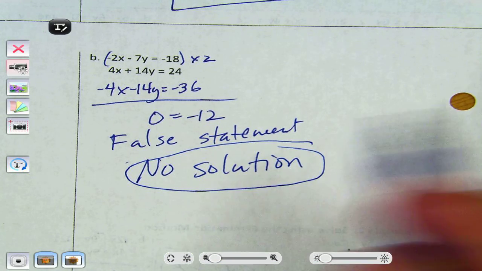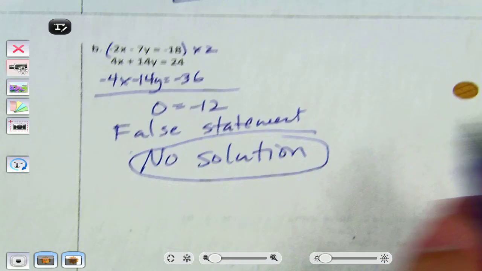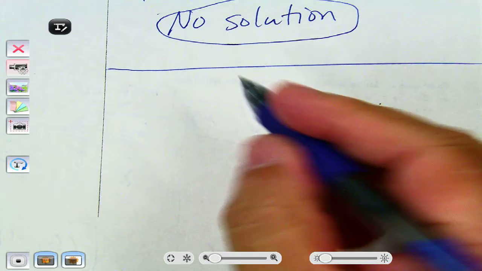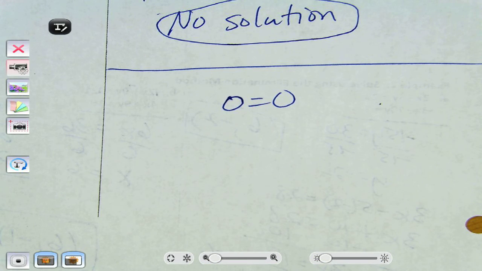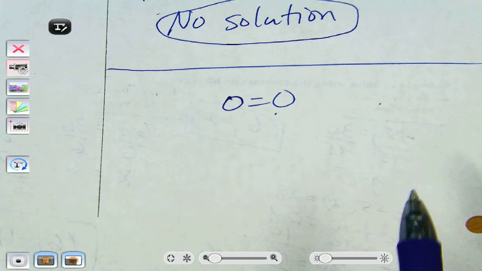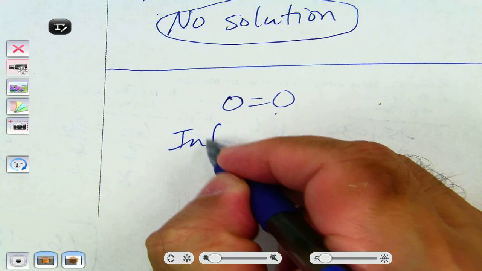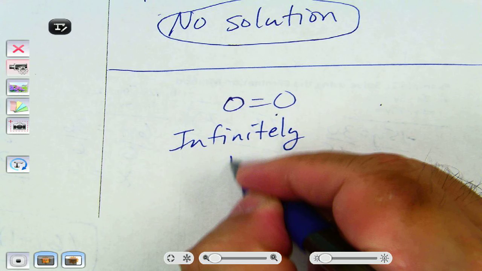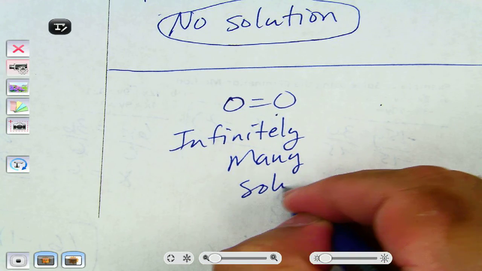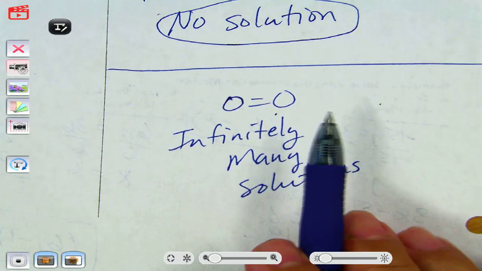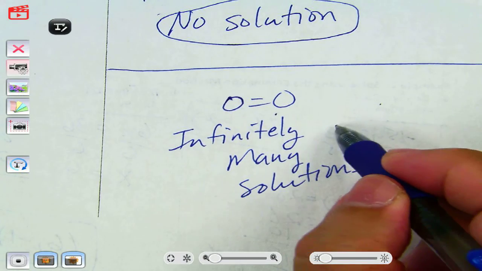Now, what if you don't get a false statement? What if you get a true statement? The true statement you're going to get is probably 0 equals 0, because that means everything canceled. So if it's 0 equals 0, then what's the answer? All real numbers? It's not all real numbers, because not every number works. It's only numbers on the line. So you say infinitely many solutions. When you get 0 equals 0 or some other true statement, you put infinitely many solutions.